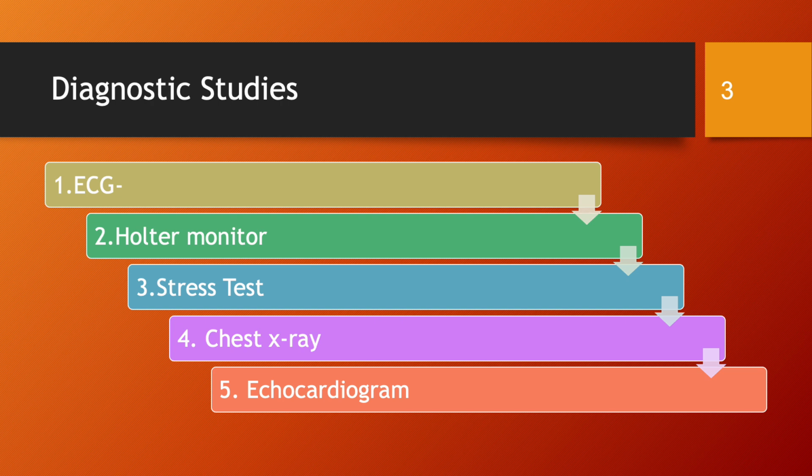Other diagnostic studies would be chest x-rays that can show if the heart is enlarged or if there's water around the heart. And another one would be an echocardiogram, which can see how the heart pumps, if there's anything wrong with the valves, if there's any regurgitation. Also, it can check the ejection fraction of the heart, which for a normal, healthy heart should be 65% or above.